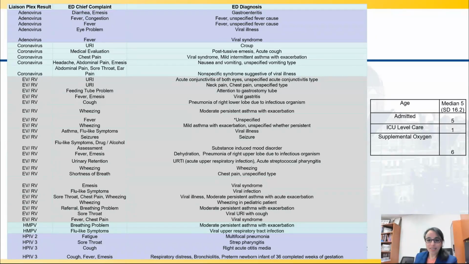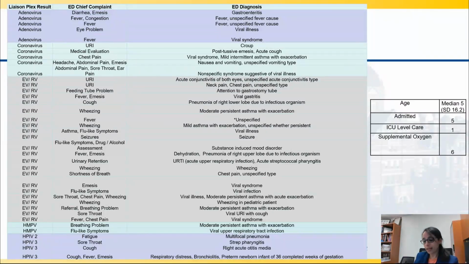Sorry, this is a busy table, but I just wanted to show that when we did a review of the clinical data, it did indicate that many of those patients left the ED and were discharged with either an unspecified diagnosis or viral syndrome. And a lot of those patients presented with moderate to severe disease. For example, you can see here some of the diagnoses showing as croup, asthma exacerbation, respiratory distress, and pneumonia.